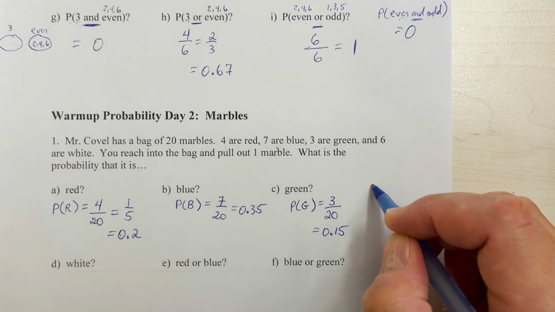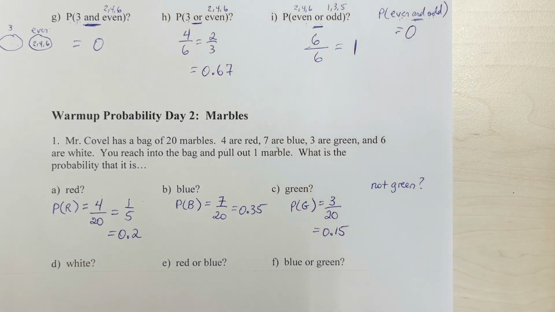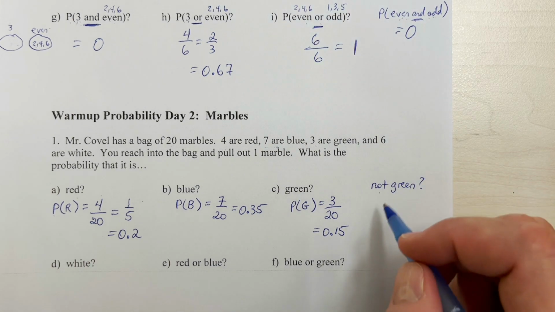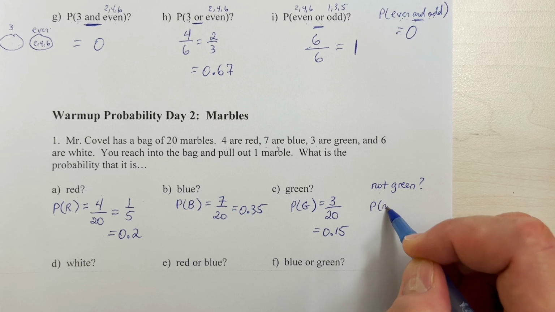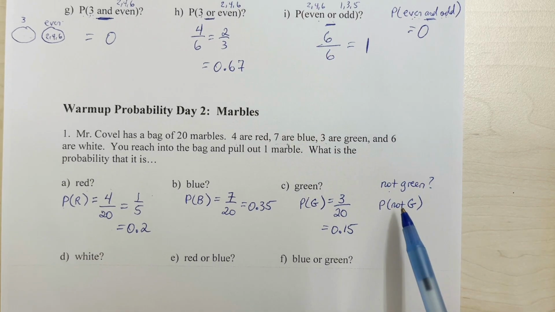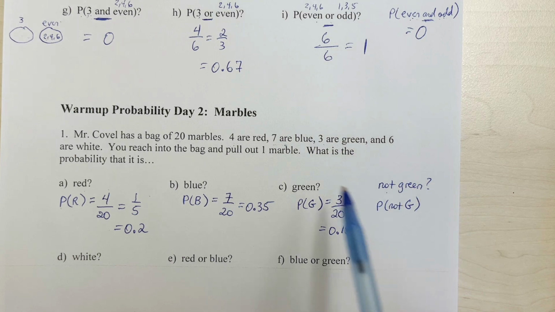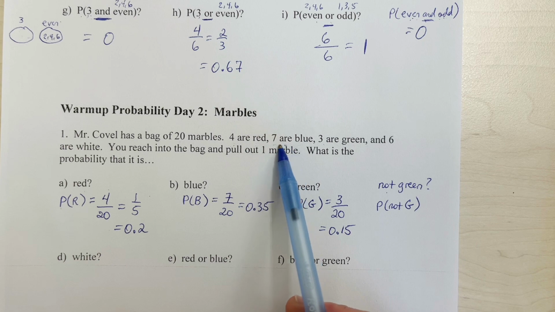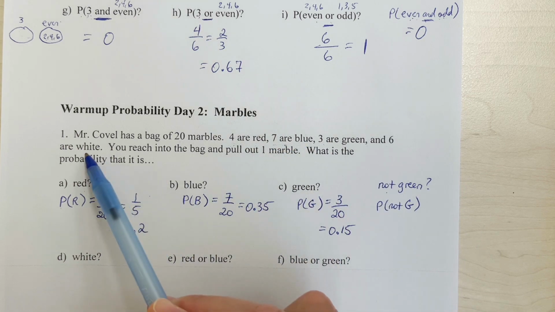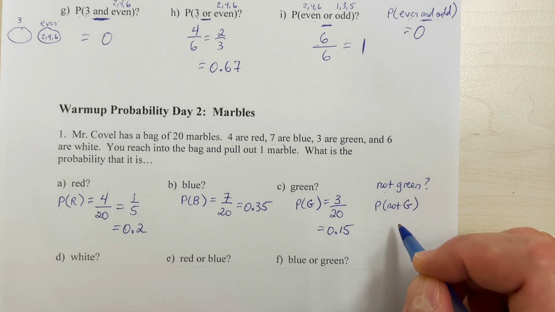Now, one thing, I'm going to put another problem here. What about the probability that it is not green? Let me put the word not in front. And I'm going to show you there are 2 ways that I can think about this. The probability of not green, well, what would be successful for not green? Anything that's not green would be a success. Well, that means red, blue, and white would count as successes. So we're thinking red, blue, and white.